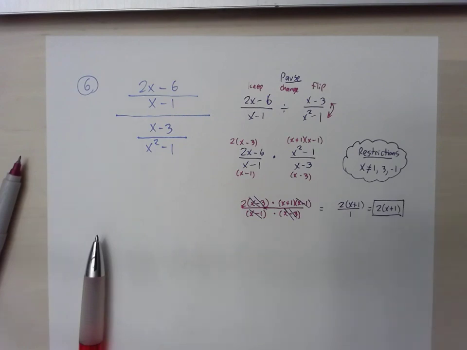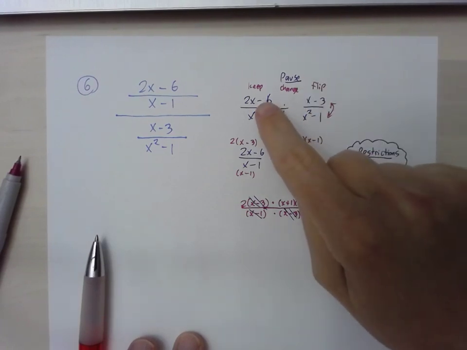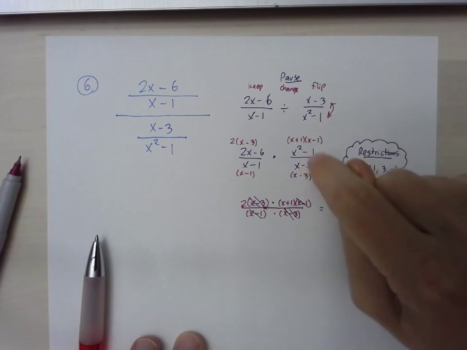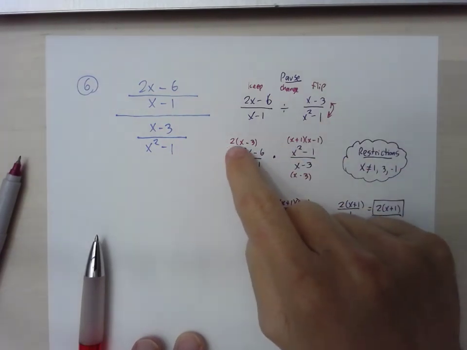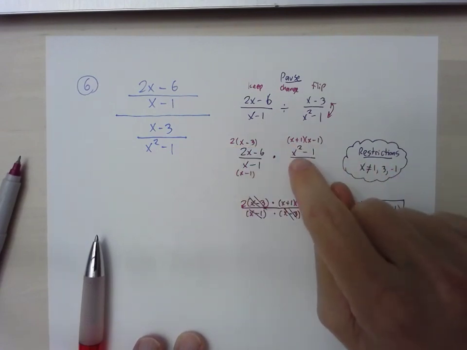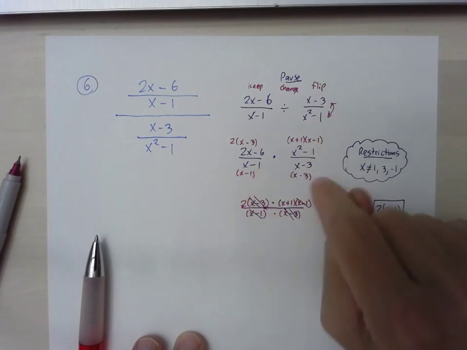Okay, hopefully you've got a chance to check the solution. Let me just walk you through what I have. I kept that fraction the same, changed that to times, and flipped this one. The factoring is a little bit less involved on this problem. This just has a GCF, so that's going to be 2(x minus 3). This is a difference of two squares, (x plus 1)(x minus 1). And the bottom two don't factor at all.